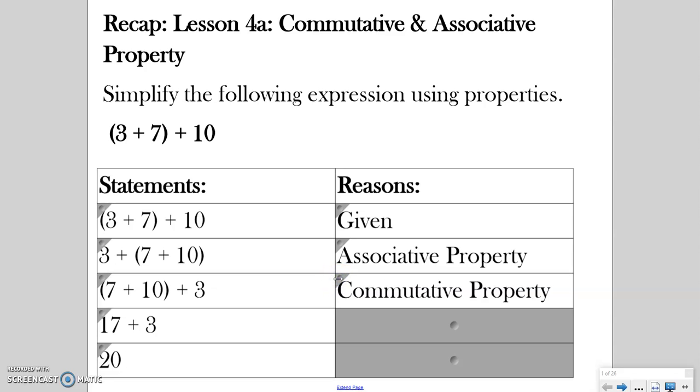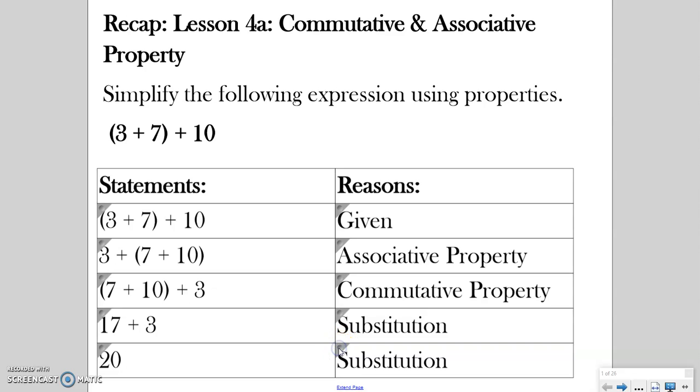Then now we see that 7 and 10 has been replaced by 17. Something's being replaced, you are substituting it. So substitution property. And then now you just added the 17 and the 3 to get 20. 20 is the same as 17 plus 3, so it's substitution.